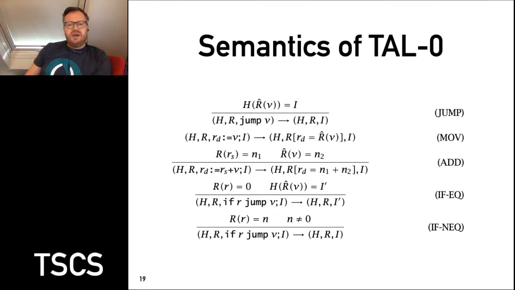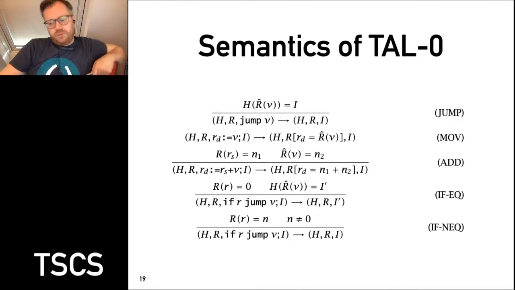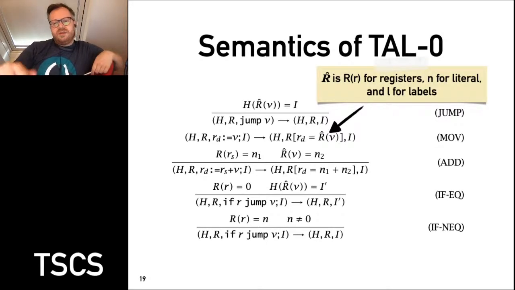What happens in the if EQ case, you basically load that code from the heap just as in the jump from the heap, and you exchange the instruction set in your machine model with this new loaded instruction set. Even though you might have other instructions still in I, you disregard them and just exchange the current code stack with the things that have been just loaded from the heap. So this R with the little ceiling on top is just the resolution of R for registers, N for literals, and L for labels.